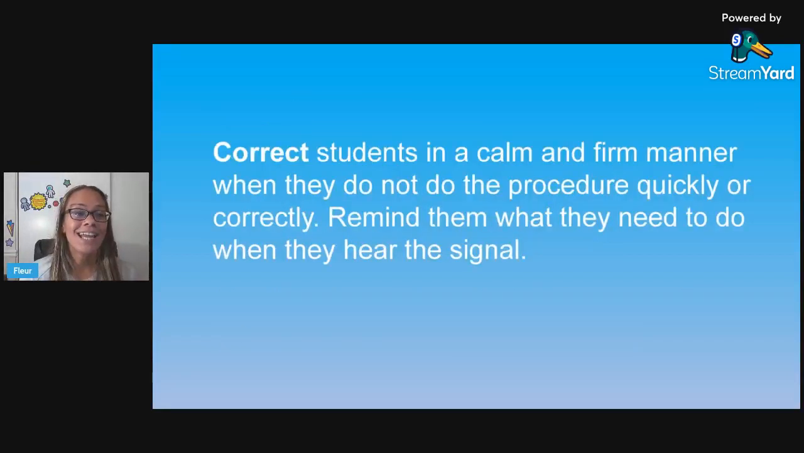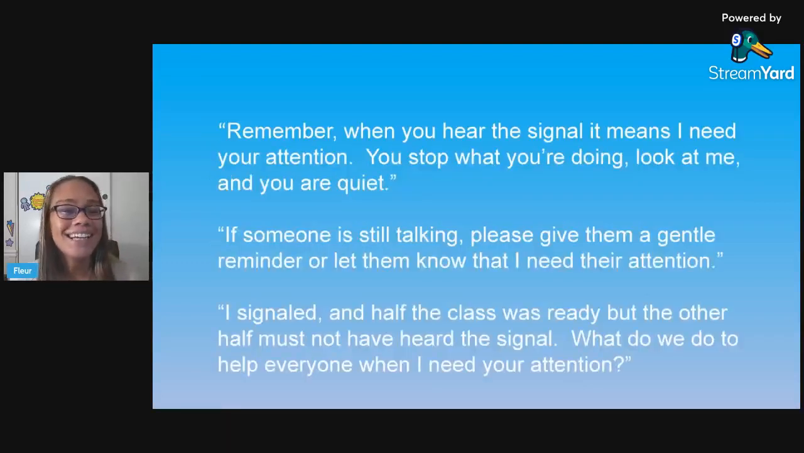Now, let's say that they don't do everything that they need to do. This is when you need to correct them. And you want to do this in a calm but firm manner, not yelling or anything like that, not frustrated. So you need to remind them of what they need to do when they hear the signal. And maybe sometimes they don't hear the signal because, kids, selective hearing. So here are some things that you could say.